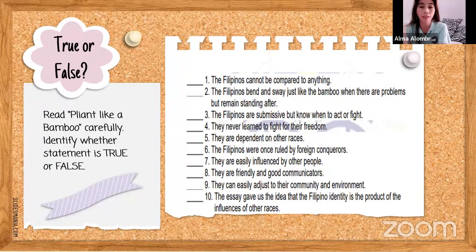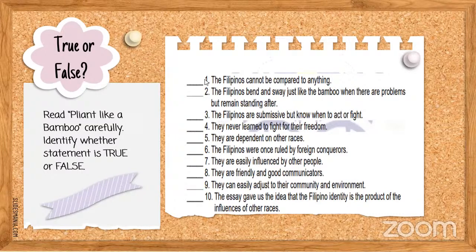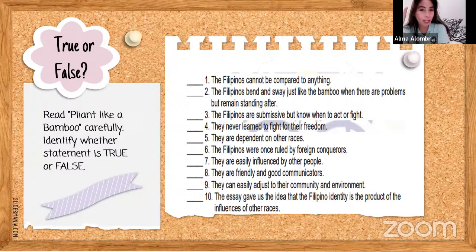You should base it on the text, okay? We're not talking about the general statement about Filipinos. Why do you say it is false? Filipinos cannot be compared to anything. In Pliant Like a Bamboo, what does it say there? You can give me the answer. This is from the title itself. You can even give your correct answer.